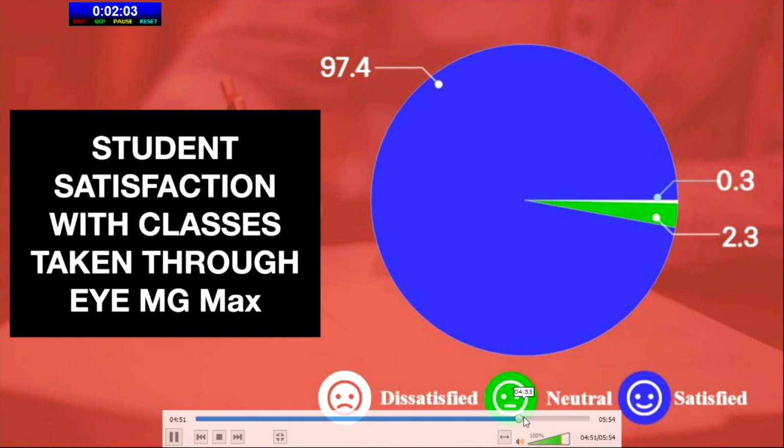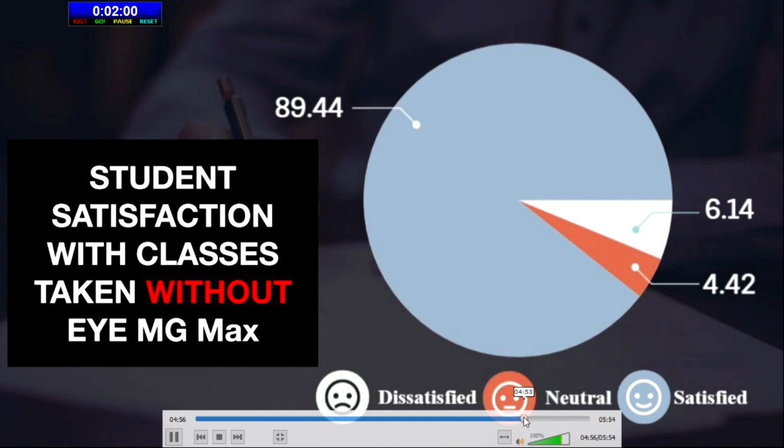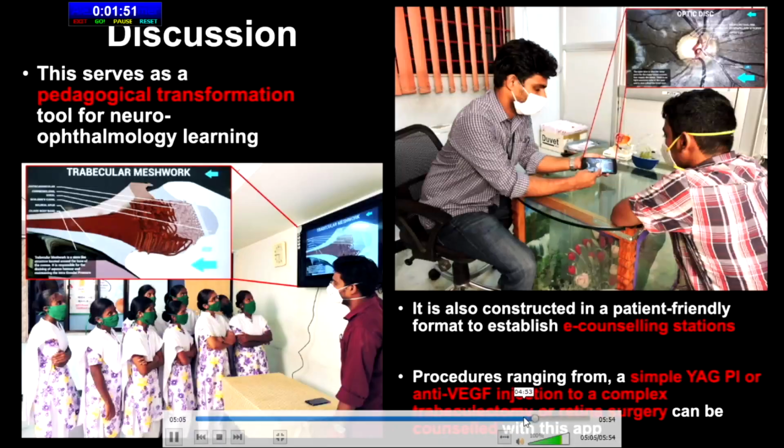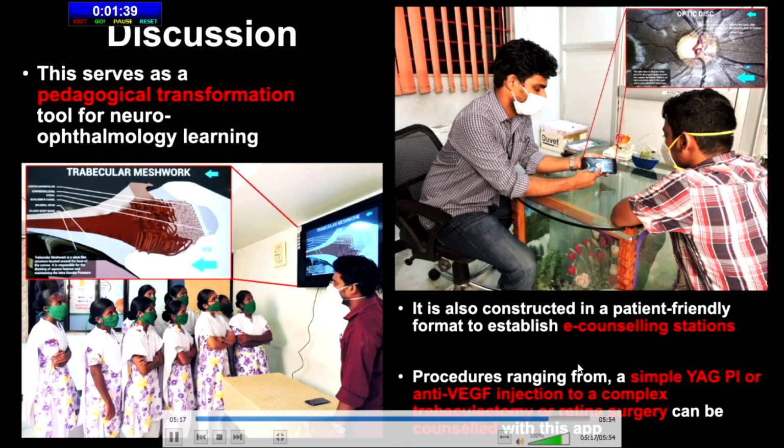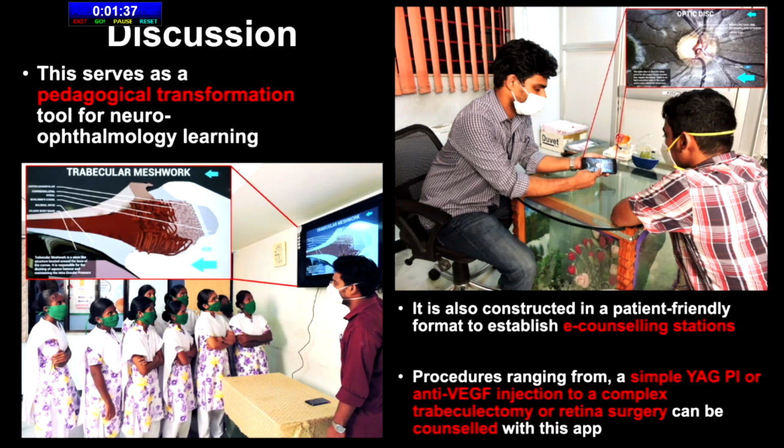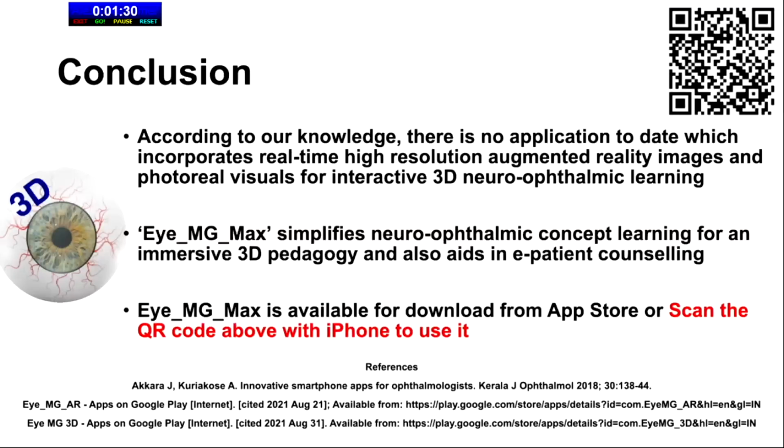But this, my dear friends, is one of its kind where a three-dimensional orientation is needed, and it's the order of the day in ophthalmology, where we have so many different three-dimensional structures. And when it comes to learning and pedagogy, because that is where it really starts. And this is not only applied in pedagogy, we can have e-counseling stations, a simple procedure, anti-VEGF injections, and retinal surgery counseling with the patient's own images. So we have used the patient's own fundus images, own angle images, and as many neuro-ophthalmic images as possible to reconstruct this three-dimensional app.